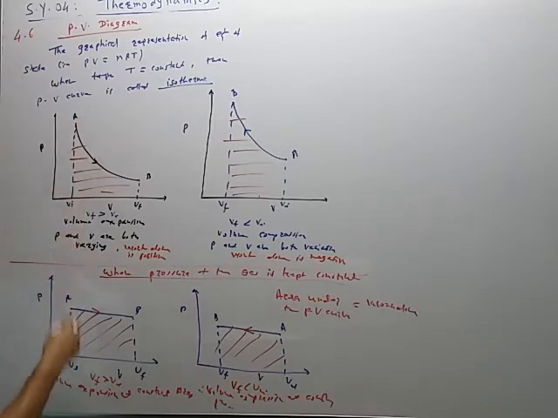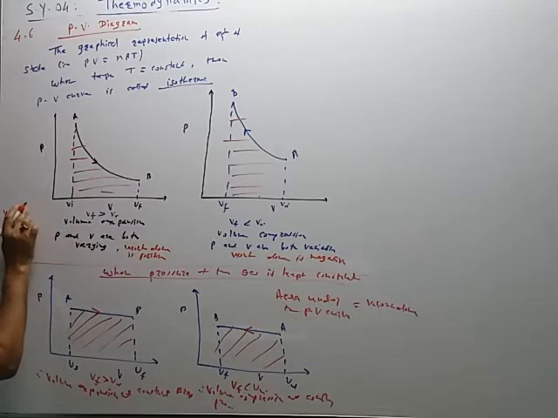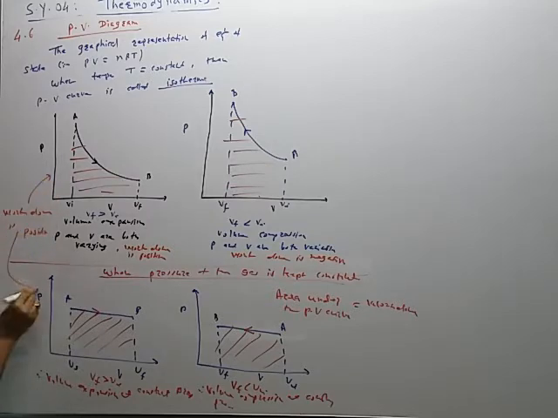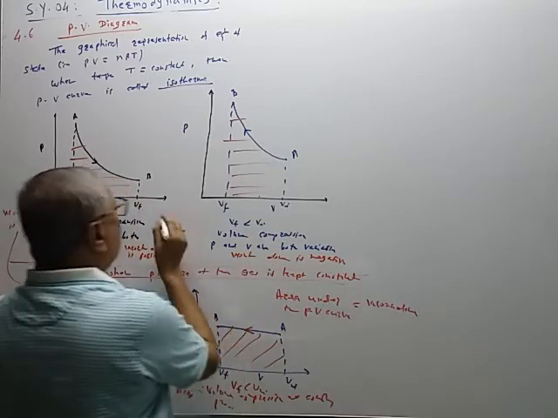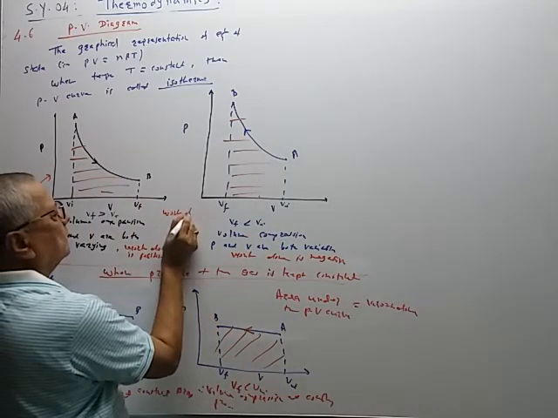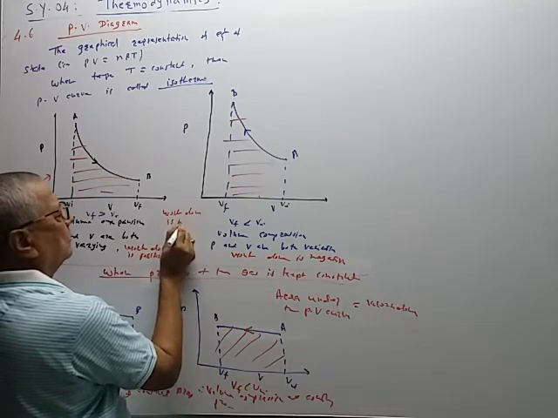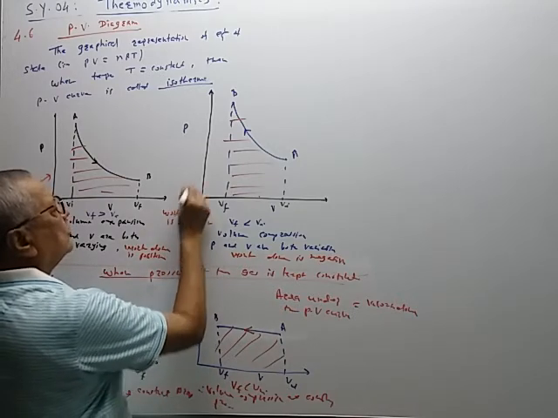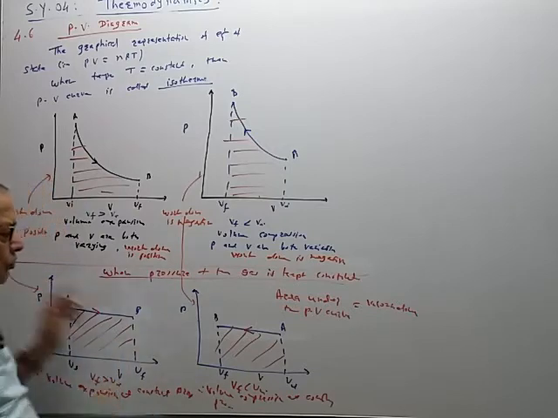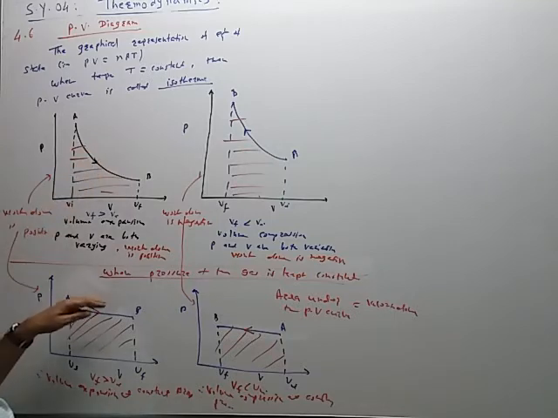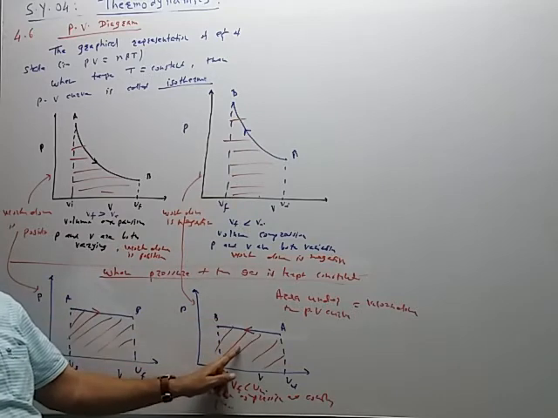Now what is common on this side? The work done is positive for this case as well as this case. Work done is negative for this case as well as this case. So volume compression, work done is negative. Volume expansion, work done is positive. So comparison can be given like this.